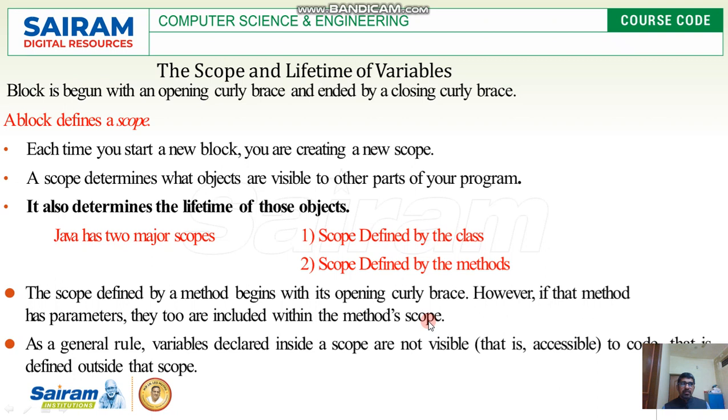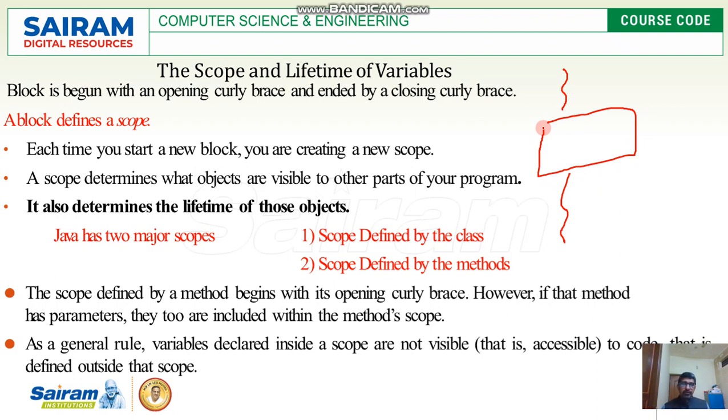So we have seen something called a block. A block is within two braces. A block is going to define a scope. Each time you start a new block, you are going to create a new scope. So think that you are going to put braces. Whatever you write inside the brace is going to be within the scope.